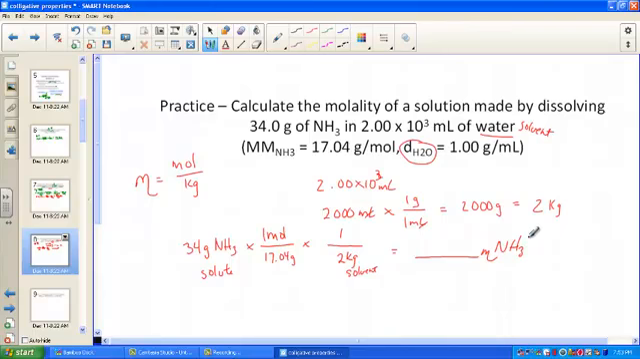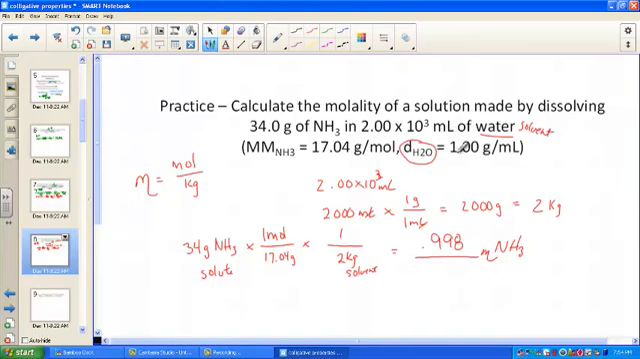I start with my 34 grams of solute called ammonia. I'll divide it by 17.04, the formula weight of NH3. Divide it by 2, the kilograms, this mass of the solvent, 0.9976, I think we had that number a moment ago, 0.998. I'll just leave it with 3 decimal places there.